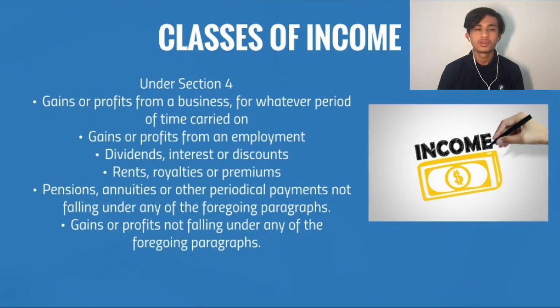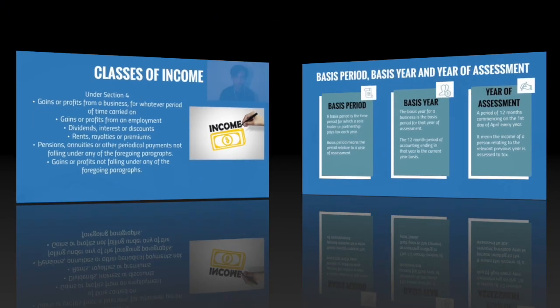And the fourth one is rents, royalties or premiums. The fifth one is pensions, annuities or other periodical payments not falling under any of the foregoing paragraphs. And the last one is gains or profit not falling under any of the foregoing paragraphs.